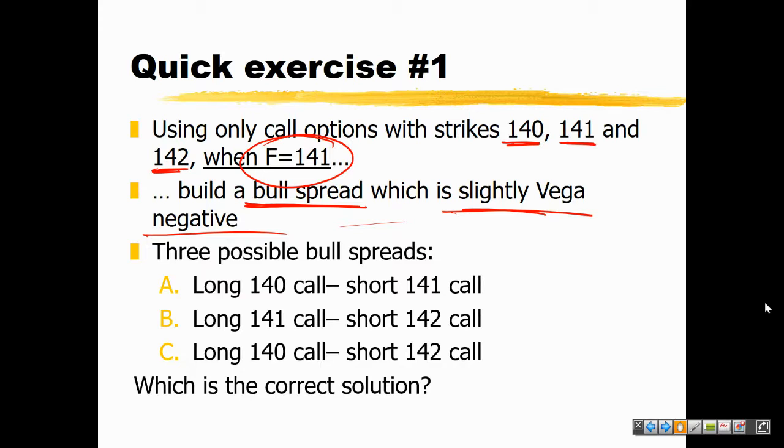Now, what I'm kindly asking you is the following. Just copy these 3 opportunities, A, B, and C. Copy the fact that the future trades 141, and then you can take a couple of minutes to tell me whether A, B, or C is the right solution. I will hide the screen in a couple of seconds and set up another poll for that, and then the answer is going to be simply A, B, or C.